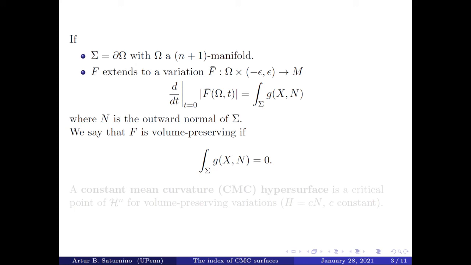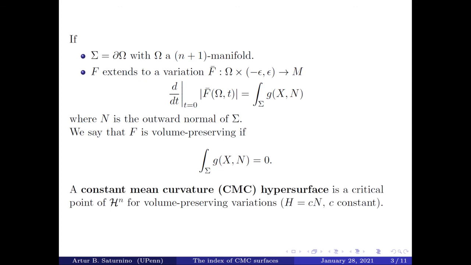Now this integral makes sense even in the case where sigma is not a boundary and is only a two-sided immersed surface. So we talk about volume preserving variations even for the case where sigma is not a boundary. This leads us to the definition of constant mean curvature hypersurface. That is, these are critical points of the area functional for volume preserving variations. Now from the two formulas that we have, it's clear that this means that the mean curvature h has got to be a constant multiple of the normal.